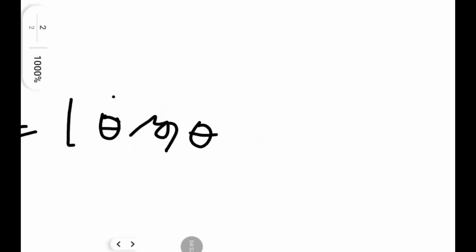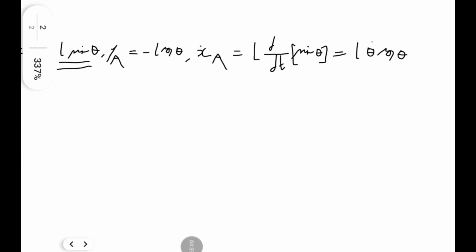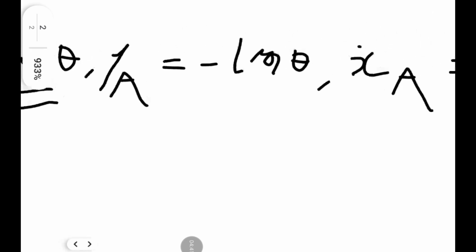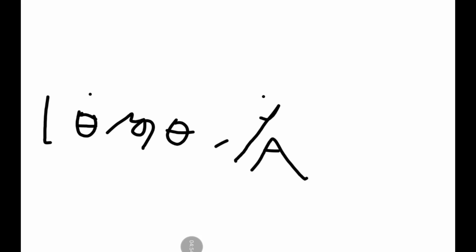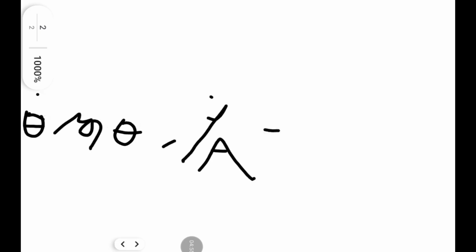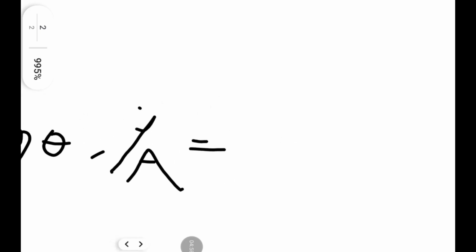Now, it's the same for y. For y, you got the same thing. y is equal to minus L cos theta. And we know the derivative of cos theta is minus sine of theta. So that's going to be a double minus, which is a positive. So y of A dot, the first derivative, is equal to L theta dot sine of theta.